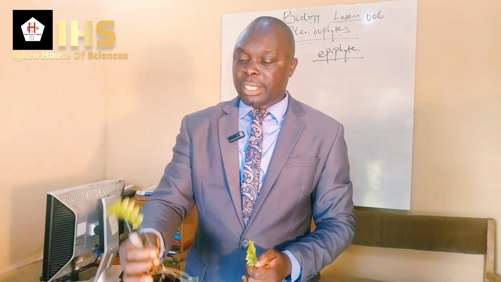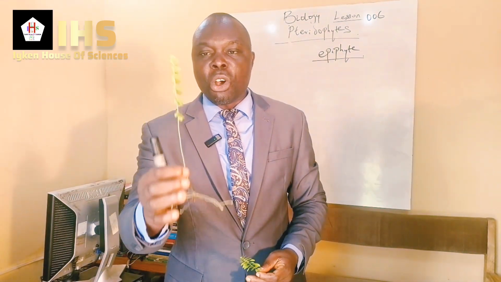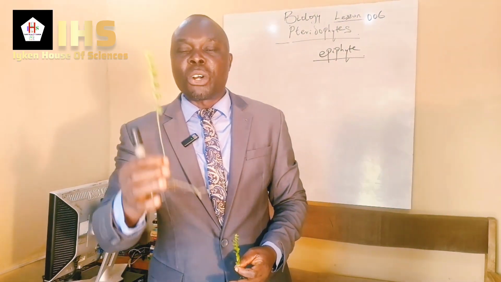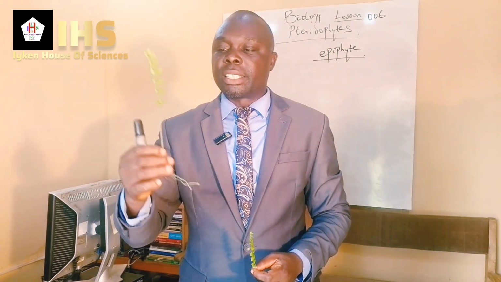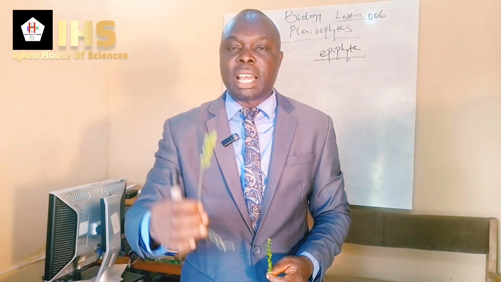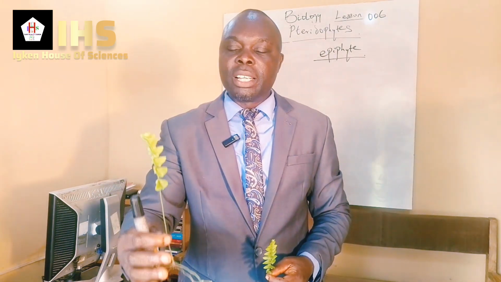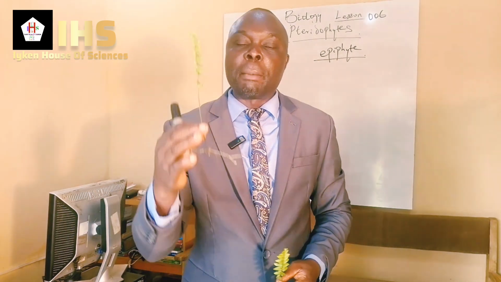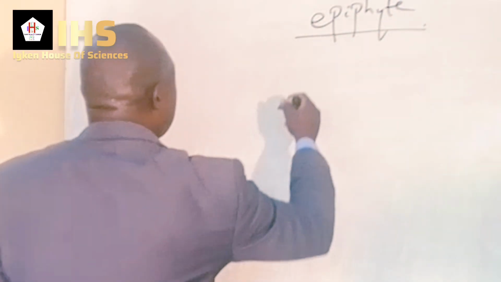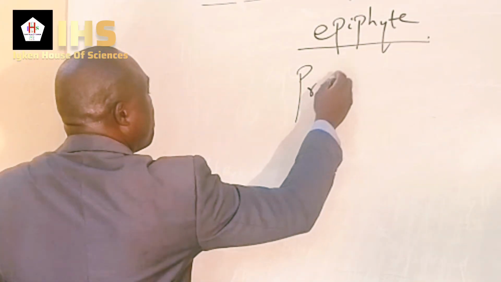So these plants also undergo what we call alternation of generation. It undergoes sporophyte and gametophyte stage. The sporophyte stage of this one lives longer than its gametophyte stage. Its gametophyte stage is called prothallus.